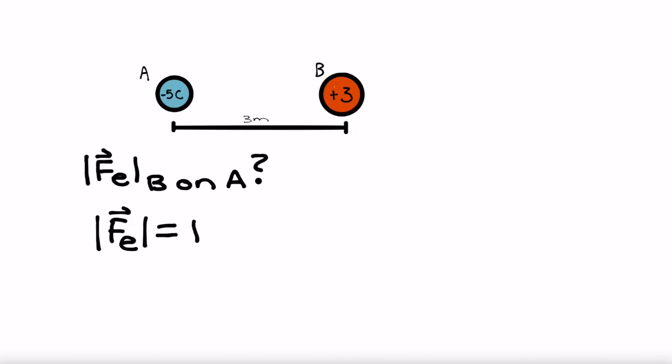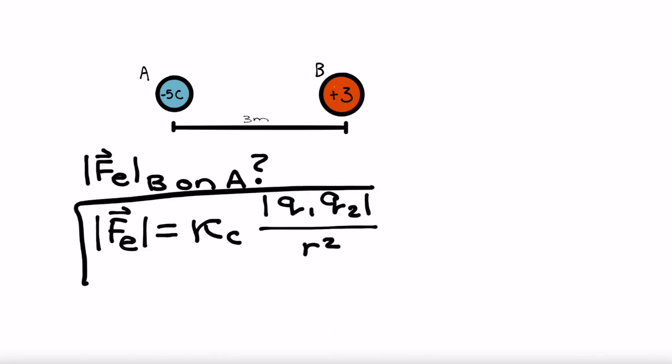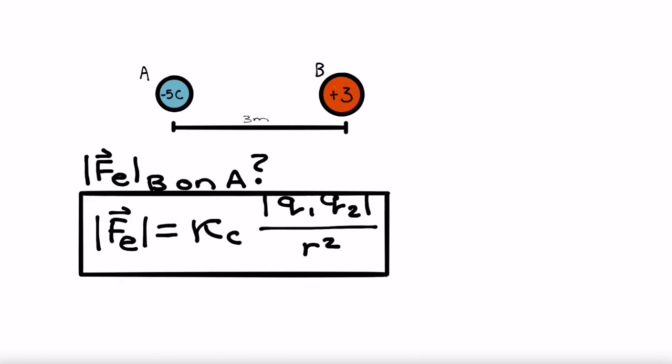this equation. The magnitude of the force is Coulomb's constant times the absolute value of charge 1 times charge 2 over the radius squared. So this is an important equation that we're going to be using.